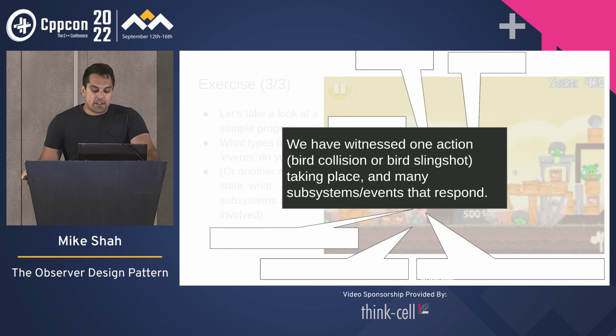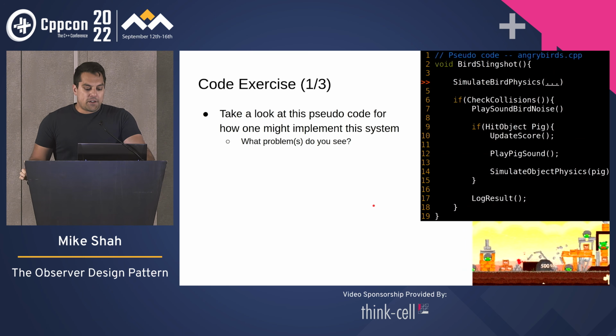So another way to look at this is, we've just witnessed one action that's occurred, or this one gameplay element of shooting the bird on the slingshot. But many, again, of these subsystems or events are evoked. Okay. So here's a little coding exercise. Here's some code, pseudocode, I guess, that I wrote. And this could be one way to implement this sort of action, right?